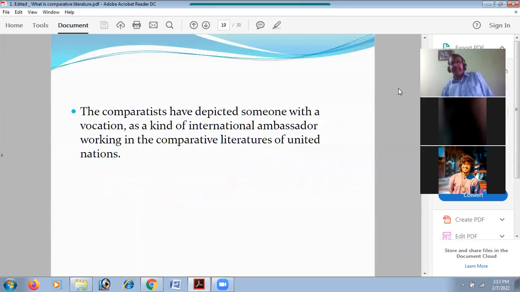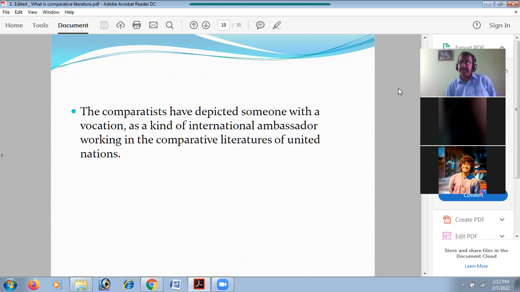The comparatists have depicted someone with a vocation as a kind of international ambassador. Wow. So it is not an action, it is a vocation. Naturally, vocation is what we do for our mental happiness. If we do a job, we are getting a salary for this. It is a job. But when we do something without any interest other than the interest of knowledge, only for enthusiasm, that is called vocation.